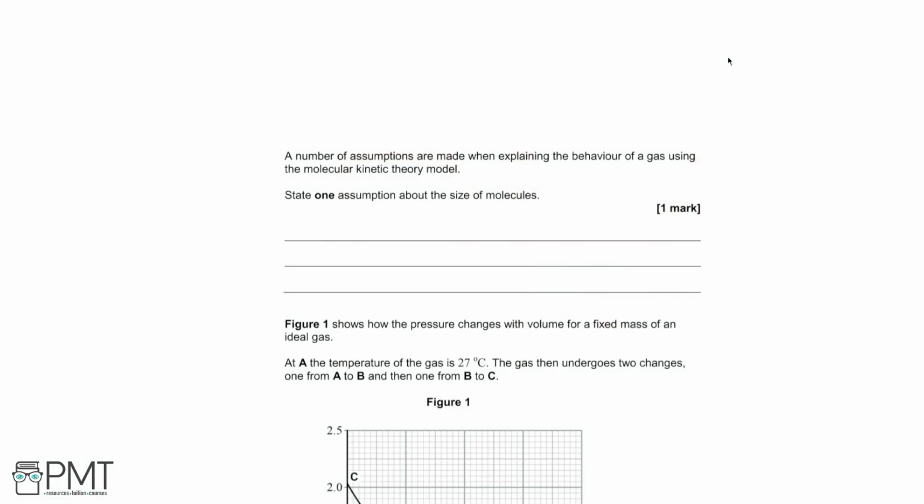This question is about gases. The question says, a number of assumptions are made when explaining the behavior of a gas using the molecular kinetic theory model. The first part of the question says, state one assumption about the size of molecules.